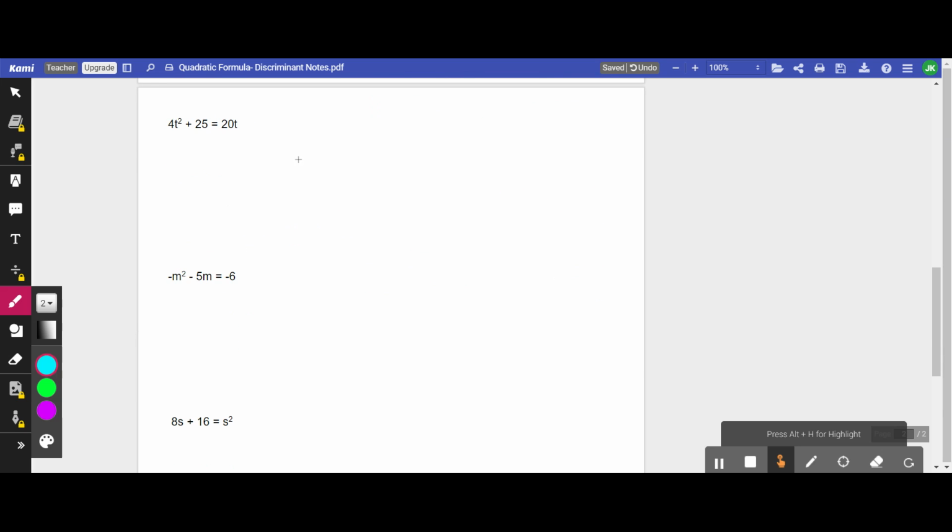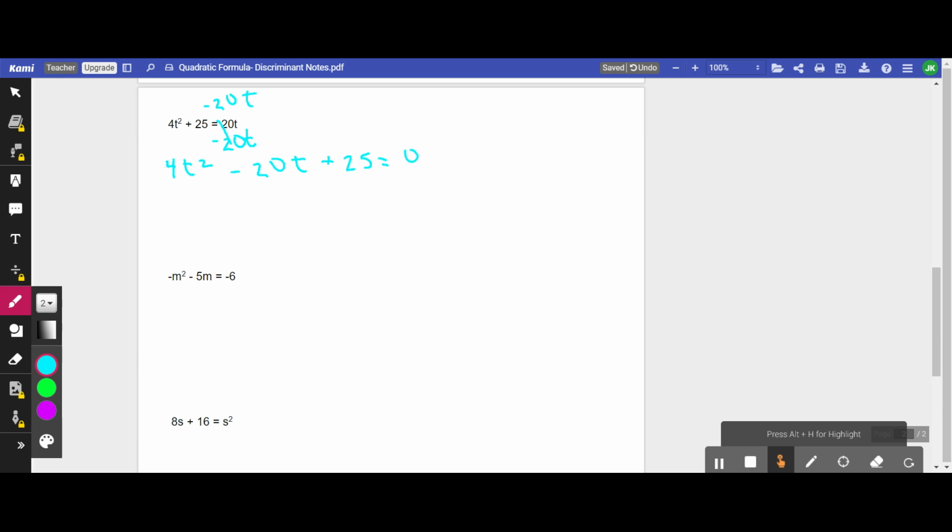And then for your next one here, so remember you want to make sure all your terms are on the same side first. So you'll cancel out the 20t here. So since it's positive, you'll have to subtract it to start. And then I'm just going to rewrite this to make it easier. Okay, 4t squared, and then it'll be minus 20t because we're writing this like in your regular form. And then plus 25 equals 0.